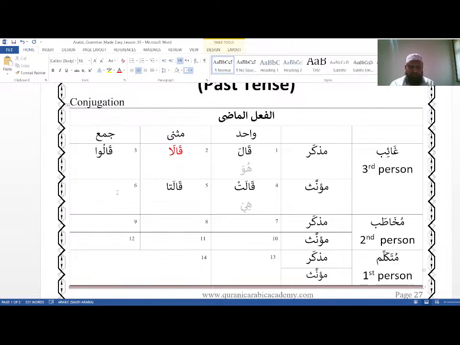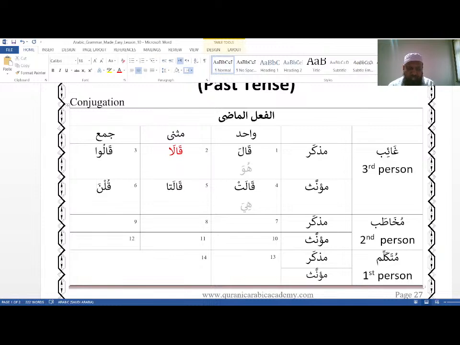So the first letter qaf, till here we're having fatha, fatha, fatha, fatha, fatha. Qala, qala, qalu, qalat, qalata. From here, the qaf will have a dhamma. The last letter has a sukoon, qul, and the noon niswa for the fa'il. Qulna. Okay, so from here the changes happen.